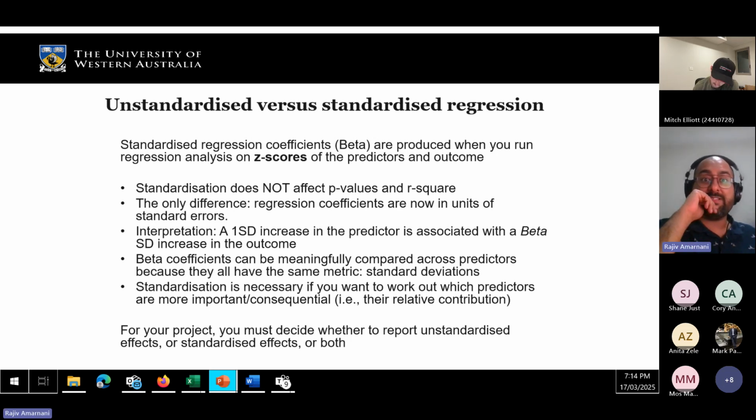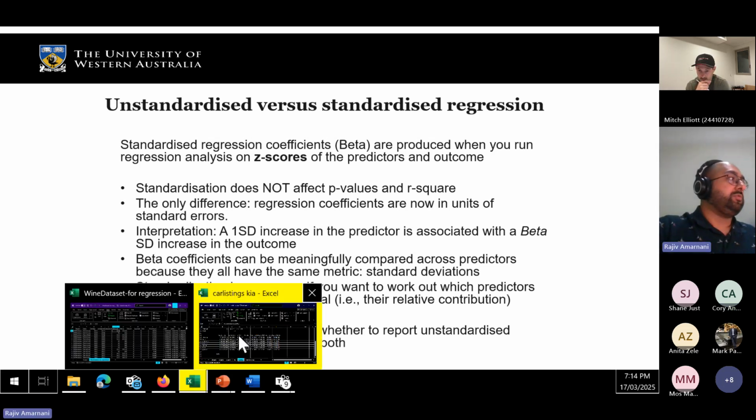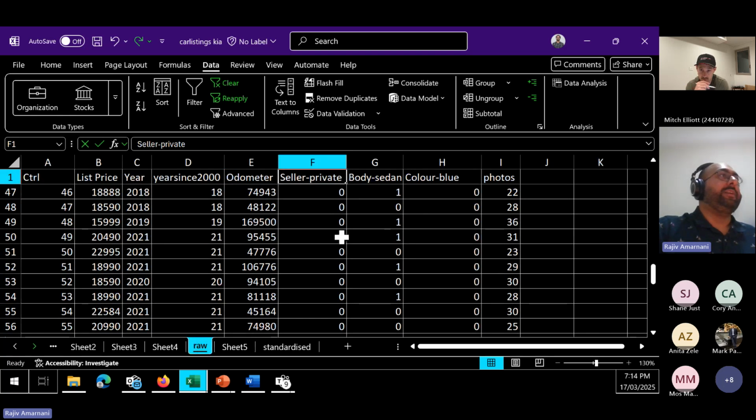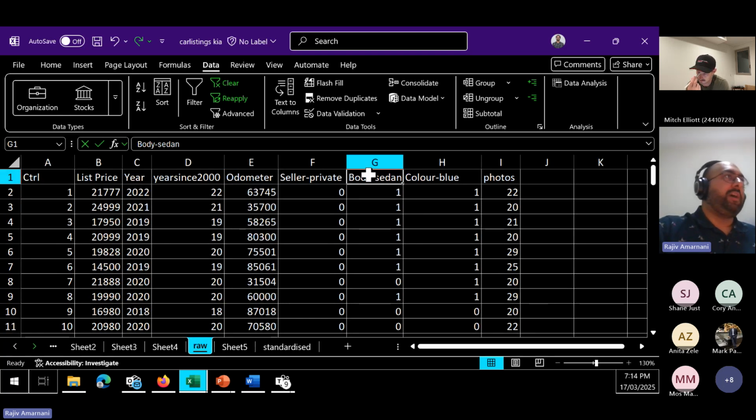Yeah, Corey. What do you mean by dummy variables? Okay, dummy variables are variables like private seller, 0 or 1. Body of the car, sedan or hatchback, 0 or 1. So when you take a nominal or binary variable and you code it as kind of a mix of zeros and ones, that's called dummy coding.